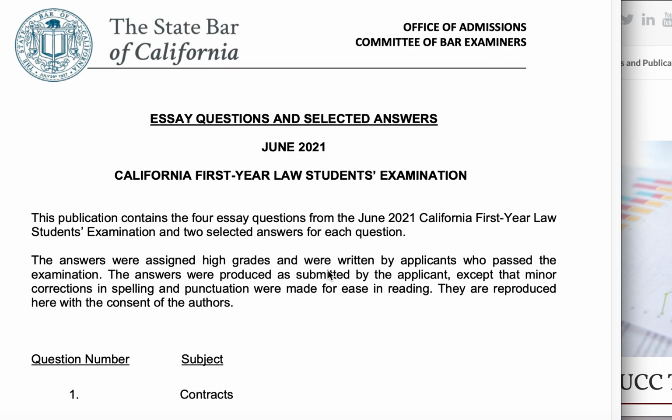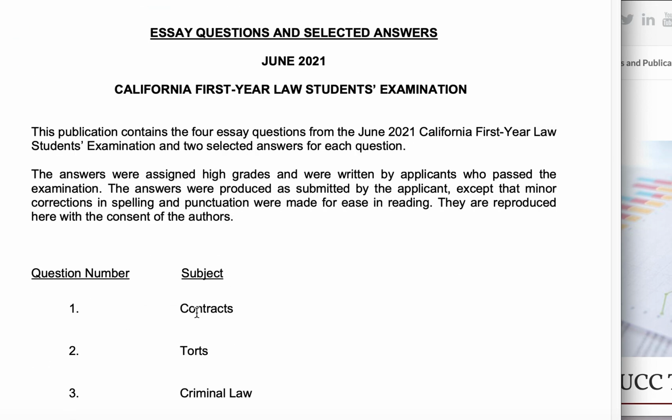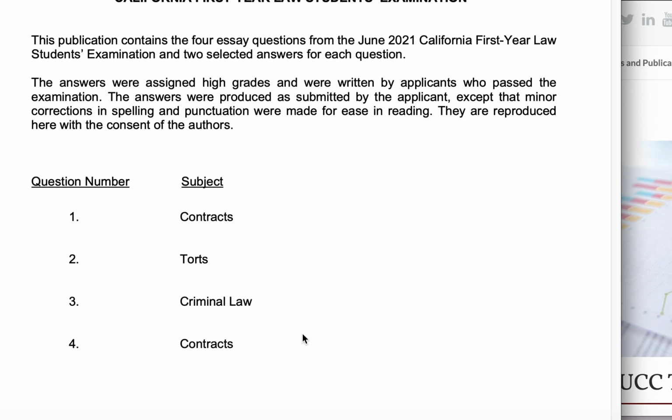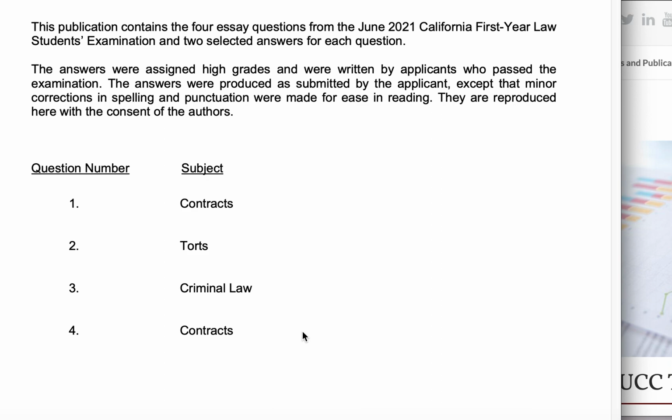So in the fall, they had 2 criminal laws, right, for 2021. This past summer, they had 2 contracts, which would have been right before the fall, and now we're back into the next year. So what did we do the next June? Do we do 2 contracts again? Or do we do 2 criminal law like we did in the fall, or do we do 2 torts? So they're going to rotate what they're going to do.